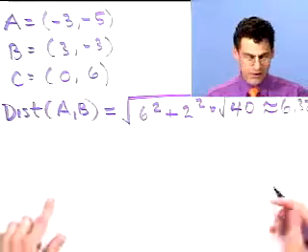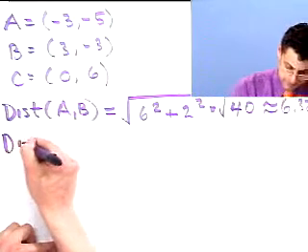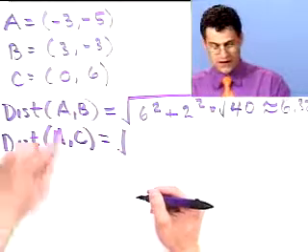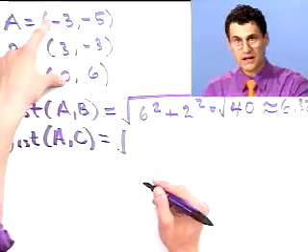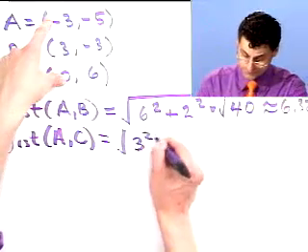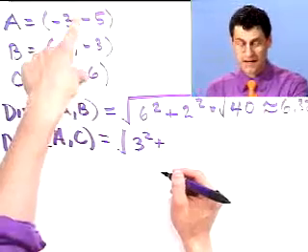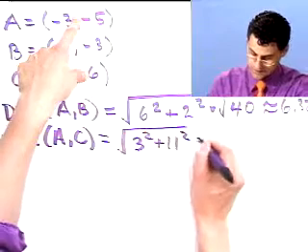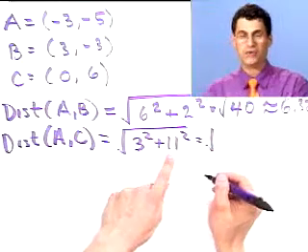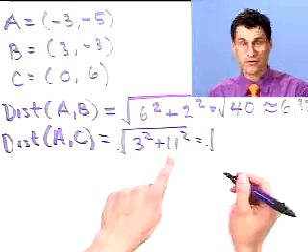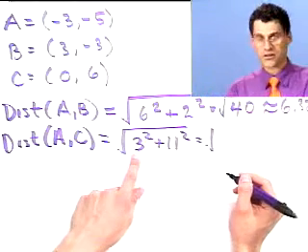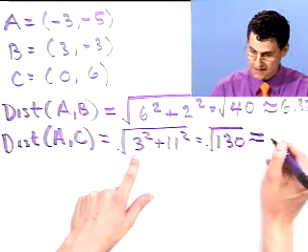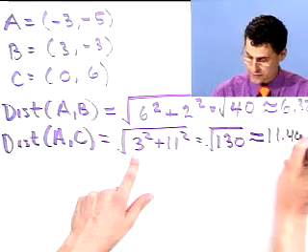All right. Now, what about the distance between A and C? Well, let's see. I'll take 0 and subtract negative 3. That's positive 3, and I've got to square it. And then here I take 6 and subtract off negative 5, so I add, and I get 11 squared. So what does that equal? Well, 11 squared is 121. And then if I add 9 to it, that's 130. And so that's approximately, if you work that out, 11.40 something.